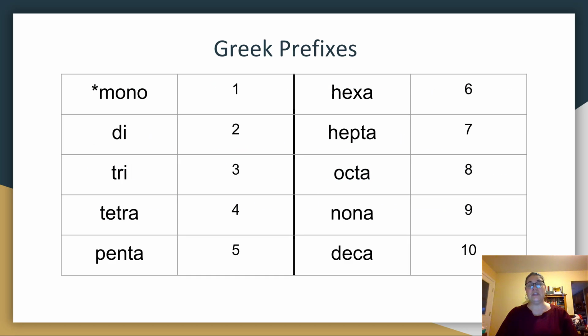So here they are. Please write these down in your notebook because you're going to be using them later in this video as well as on your homework. So here are the Greek prefixes 1 to 10. Mono, di, tri, tetra, penta, hexa, hepta, octa, nona, deca. Notice that I have an asterisk next to mono, and it's there because we never use mono on the very first element in the name. We place it on the second element, but never on the first.